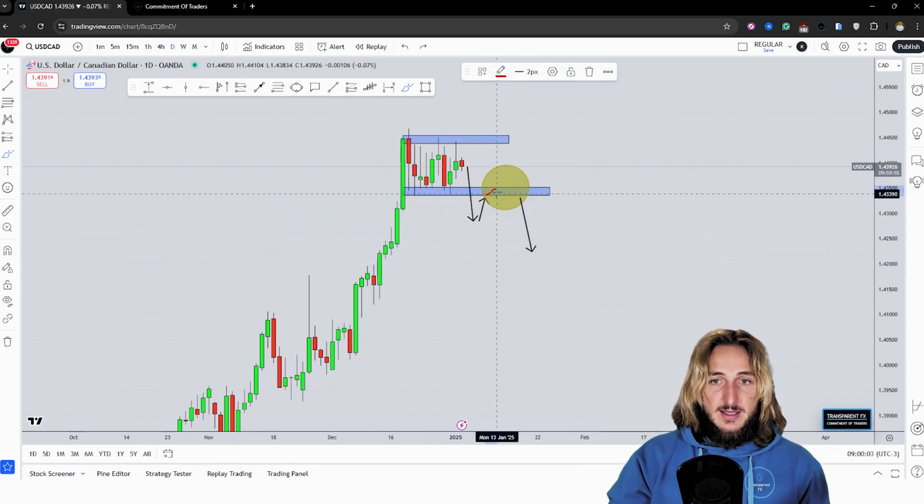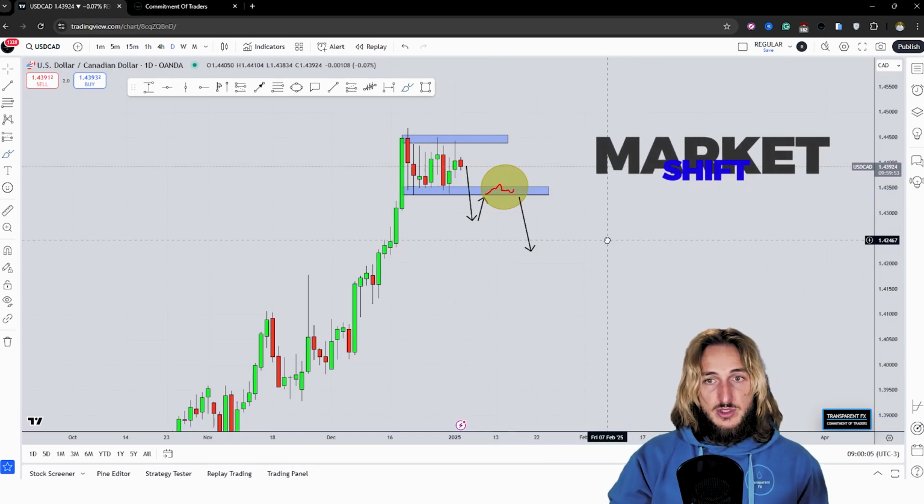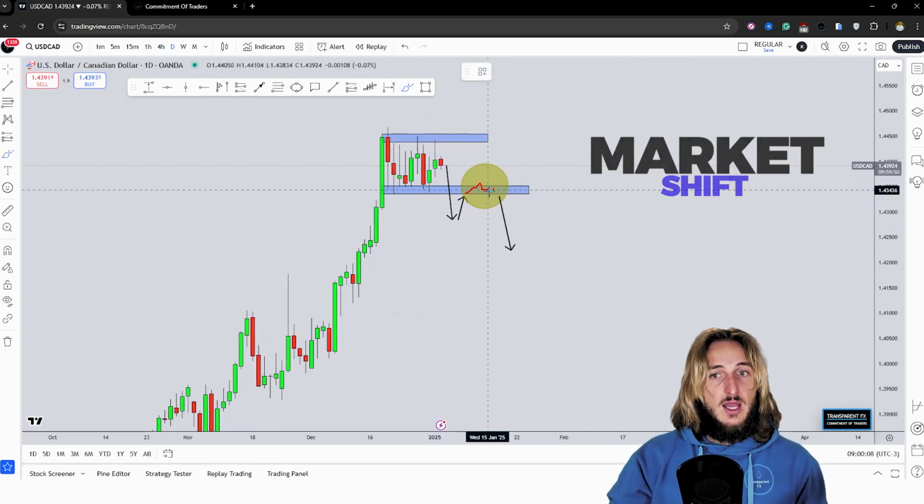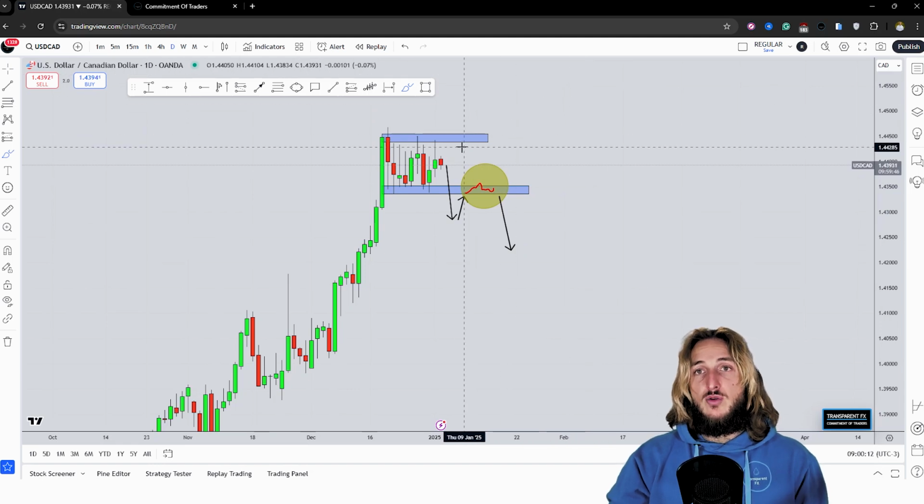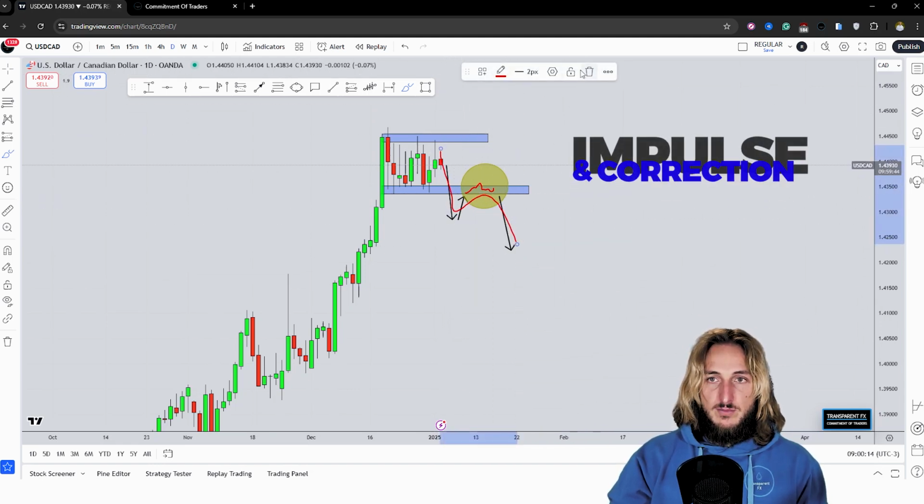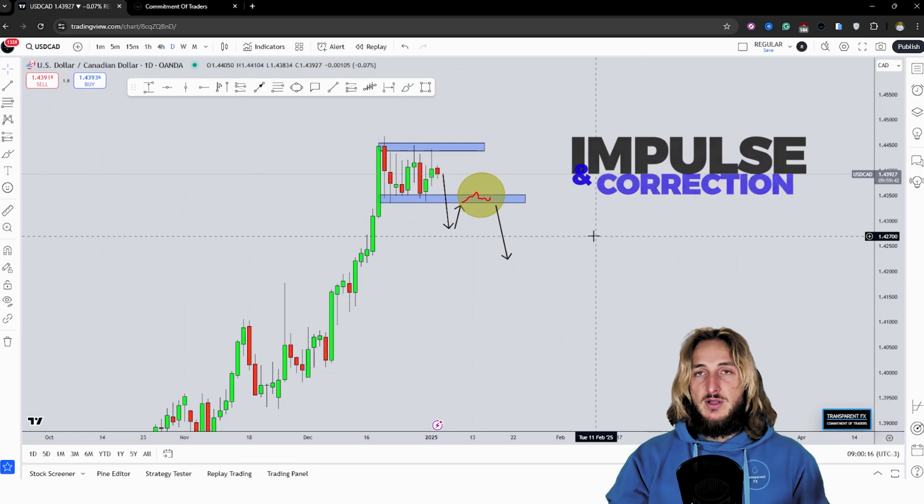Therefore, what I would expect is that if this market would shift from an intraday bullish to bearish market at that point, I wouldn't be surprised to see a potential rejection to the downside for the market to complete this daily impulse correction, impulse pattern to the downside. That definitely wouldn't surprise me.